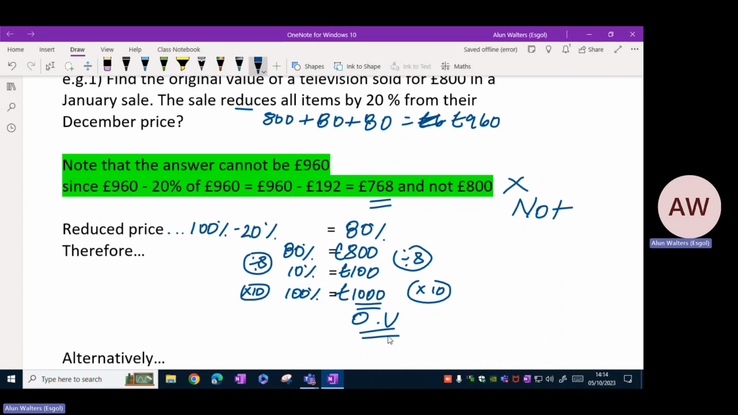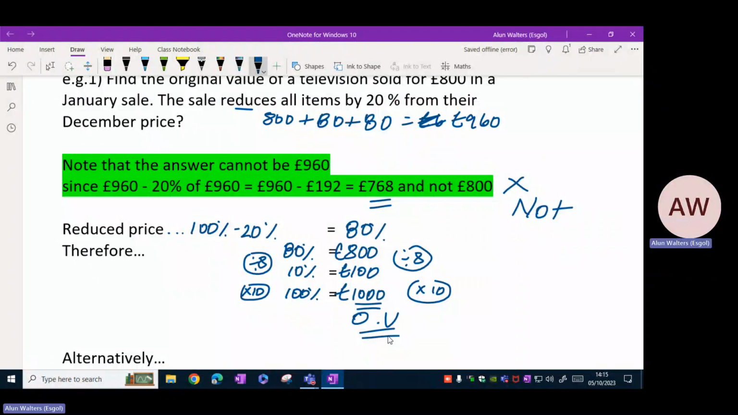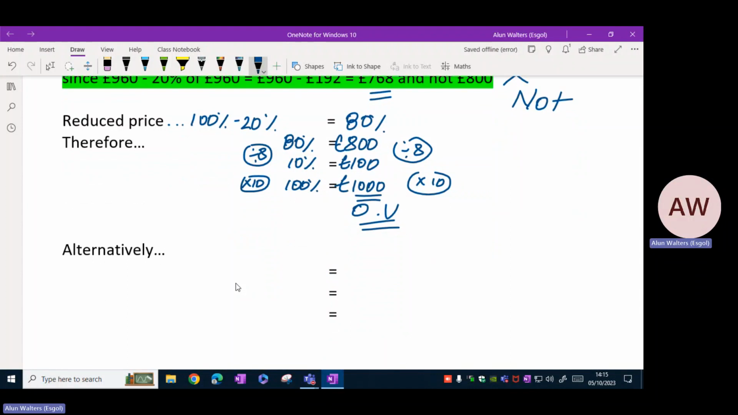Okay, and of course the numbers aren't so bad with this question. If you did take 20% off £1,000, we would end up with £800, which is what this item has been reduced to. I will show you an alternative method of doing that, just to show you that this isn't the one way of progressing through to get 100%.